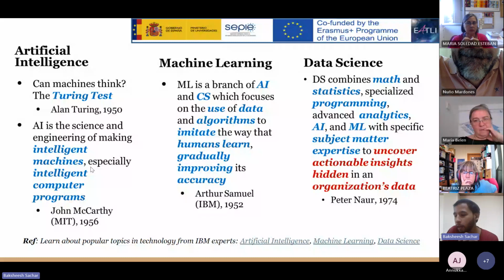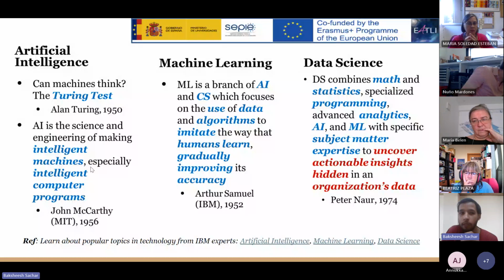I'll give a very contemporary example of it. Most of us would have heard of ChatGPT here. So how does the whole model of ChatGPT work? ChatGPT has a lot of data already fed into it, and maybe by the end of the slides I'll also show you.